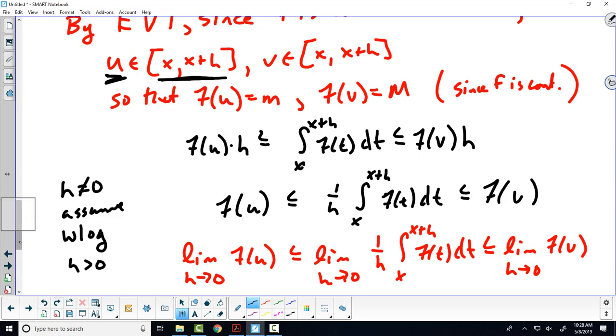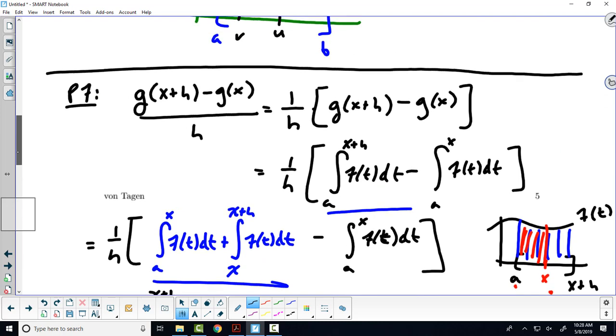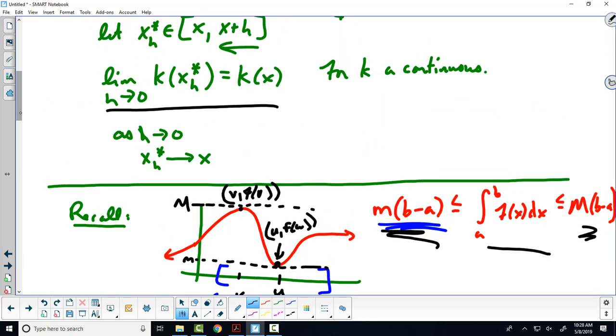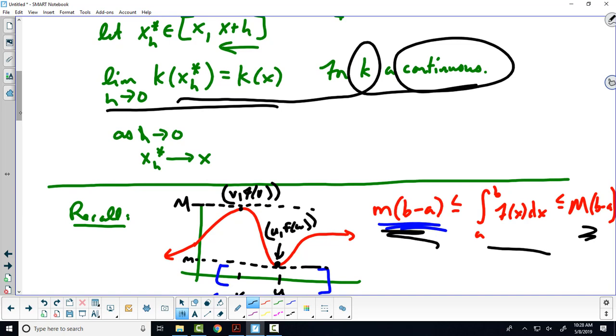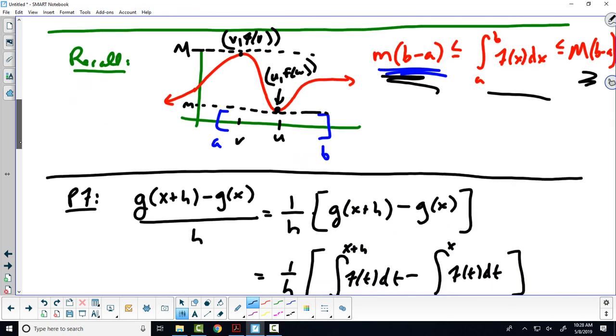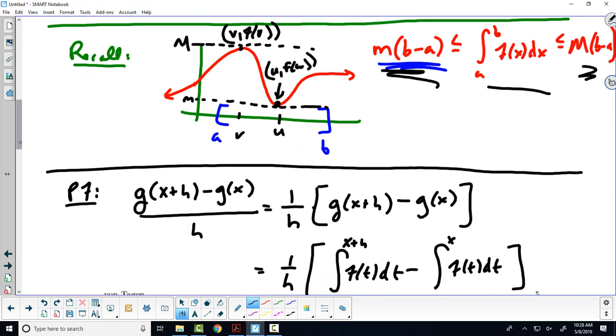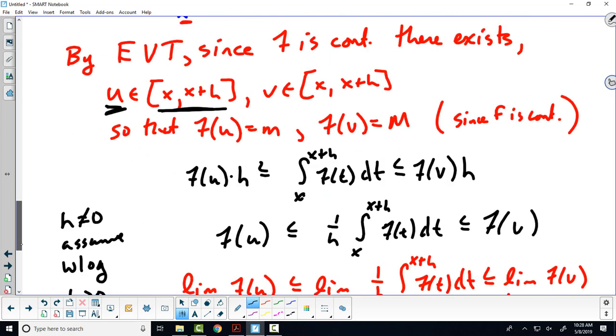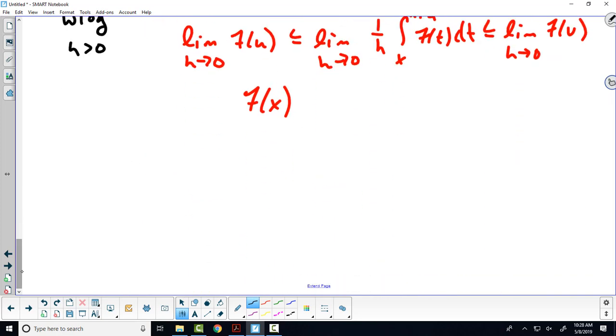Now I can only do that because of why? What did I say way up here when I showed you this? This only applied for what type of function? Continuous function. So we need continuity twice in this proof. We need it once for the extreme value theorem, and we need it once to be able to collapse a function onto itself like that.